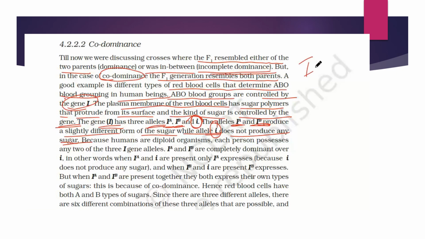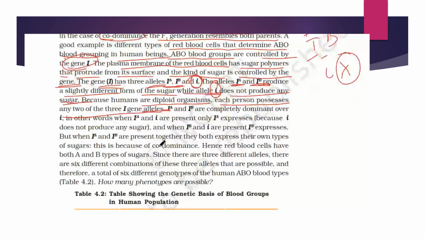So IA and IB are producing different kinds of sugar, and i is not producing any sugar. Because humans are diploid organisms, each person possesses any two of the three gene alleles. So IA and IB are completely dominant over i. In other words, when IA and i are present, only IA will express itself, because i is not producing any sugar polymer.